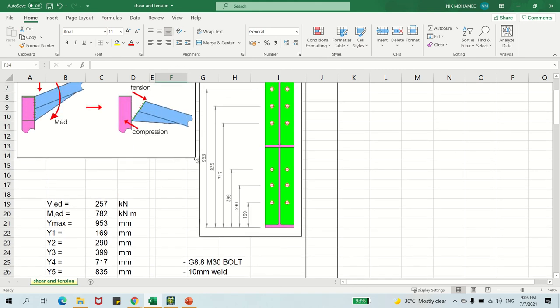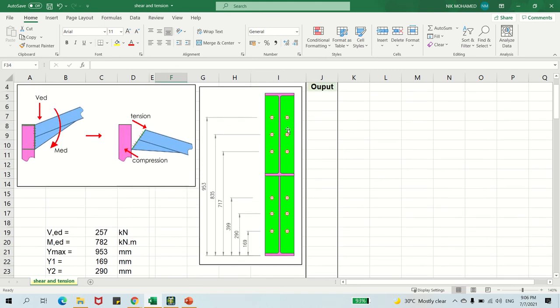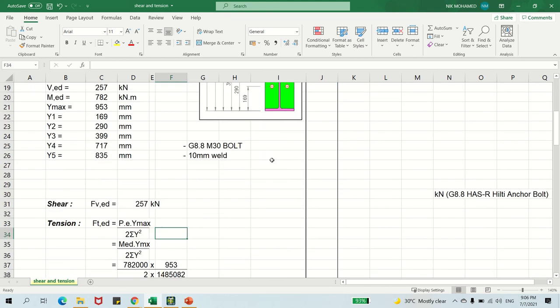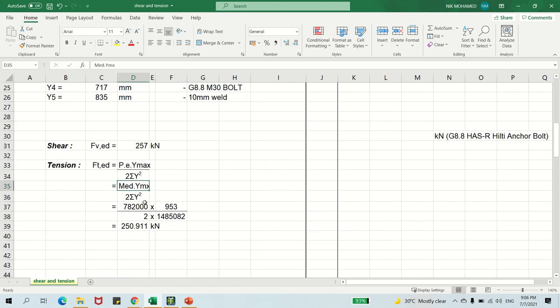So in this example, I just try and error. This bolt arrangement is like this. Okay. So we put the value.